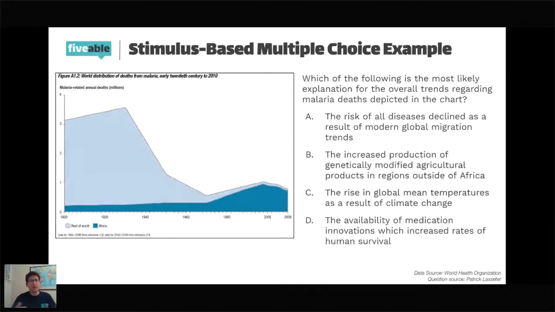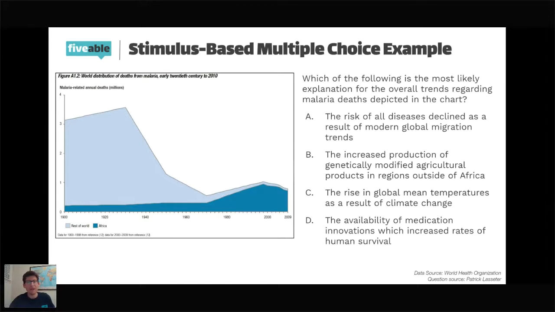I've looked at that chart. I need to look at the correct explanation for that downward trend. Option A says malaria risk declined as a result of modern global migration trends. All right, does that fit with what we know about world history? Option B is the increased production of genetically modified agricultural products in regions outside of Africa. That probably doesn't have anything to do with malaria. The rise in global temperatures, well, presumably that would decrease mosquitoes and illnesses passed on by mosquitoes.